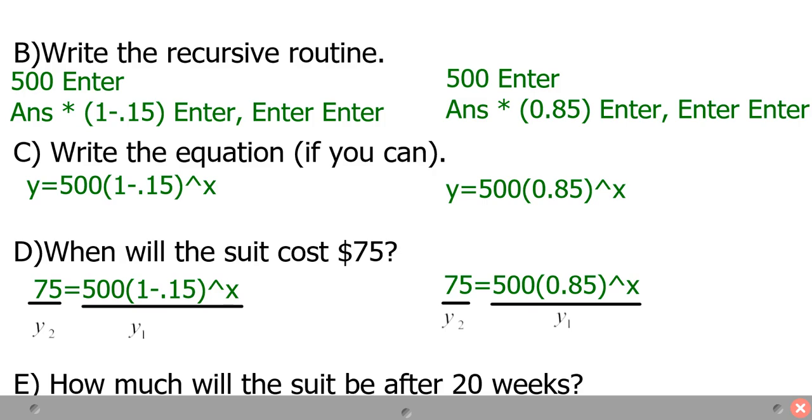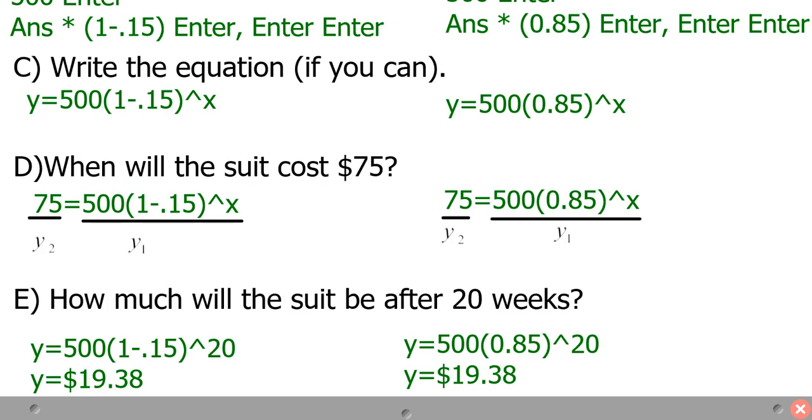Now we had one more question saying, how much will the suit be after 20 weeks? So if we think about our equations, our weeks, that was our explanatory variable, in terms of x. So if I know the number of weeks, I should be able to calculate the price just by doing a quick substitution. So if I put 20 in for x and do my calculations, I should end up with $19.38.